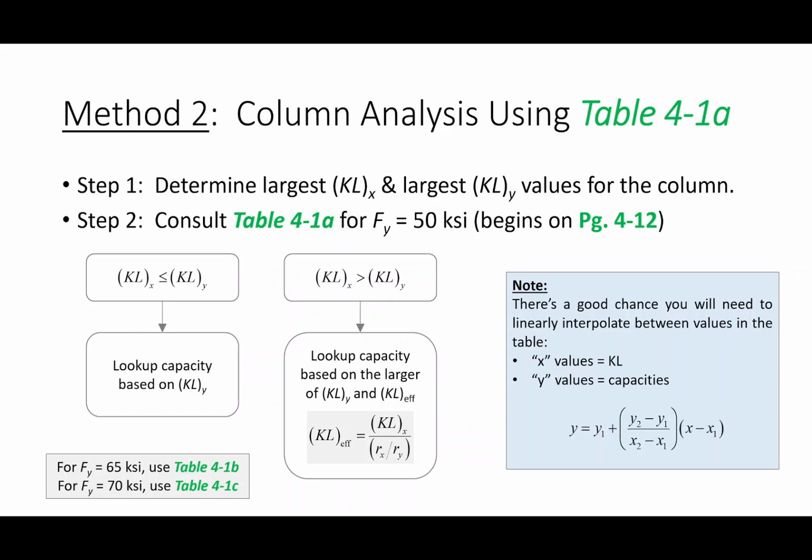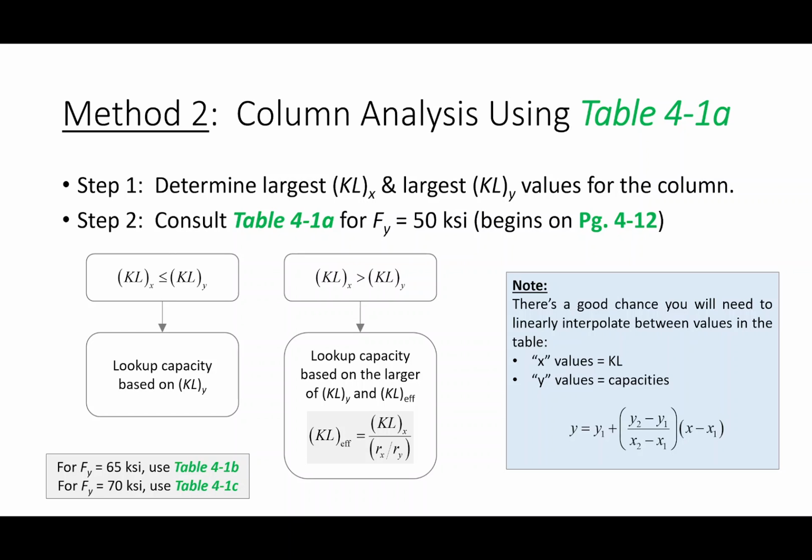We take a KL in the x-axis and a KL in the y-axis. If KLy is bigger, or if KLy is equal to KLx, that means the weak axis is going to govern. Just look up the capacity. That's all you need to do. So that would be an example like this: here's the column, same bracing condition on either end, 12 feet long, K value of 1. Just look it up based on 12 feet.